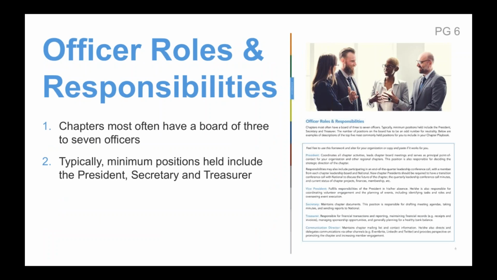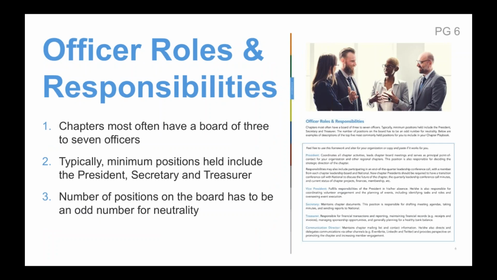Page 6 then runs over officer roles and responsibilities. Chapters most often have a board of 3 to 7 officers. Typically the minimum positions held include president, secretary, and treasurer. The number of positions on the board has to be an odd number for neutrality. I'm curious if anyone has thoughts on this: are your chapter boards odd numbers? Because I found some that are even, and it was interesting to us. I'd be interested to hear from you all on what you find working or not working.